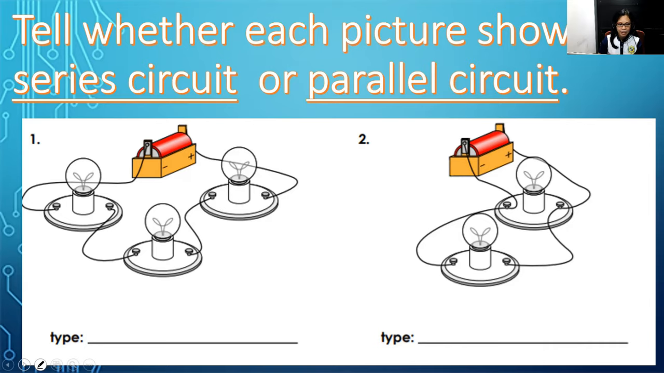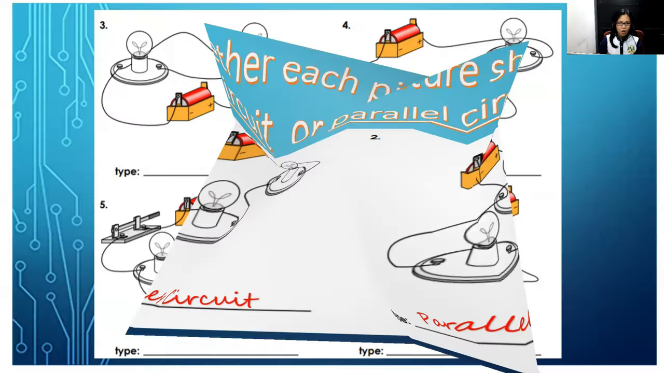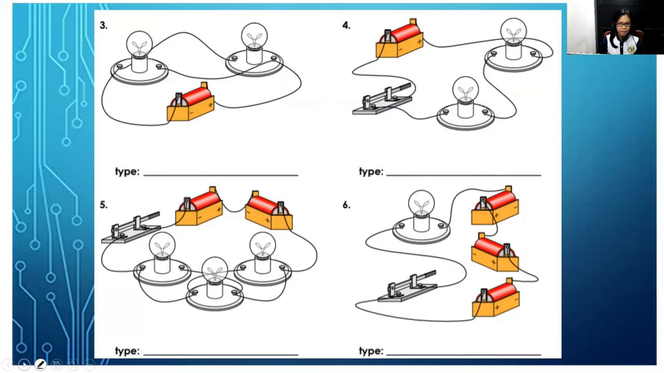The answer for number one is series circuit. Why? Because it has only one pathway through which electrons can flow. How about number two? What is the answer? Number two, the answer is parallel circuit because it has more than one pathway through which electrons can flow. Okay, let's go to number three. Observe the circuit. As you see here, it has more than one pathway through which electrons can flow. What is the answer if there is more than one pathway? The answer is parallel circuit. How about number four? It has only one pathway through which electrons can flow. The answer is series circuit.